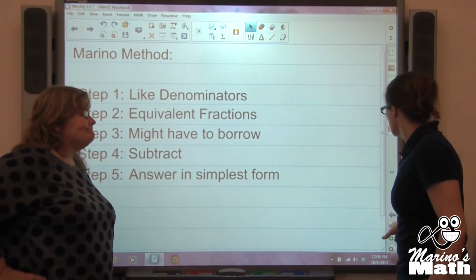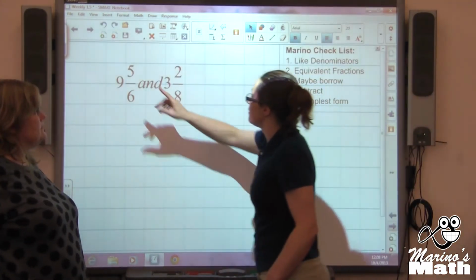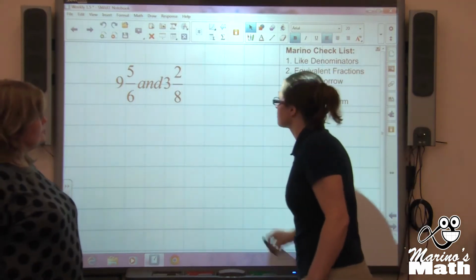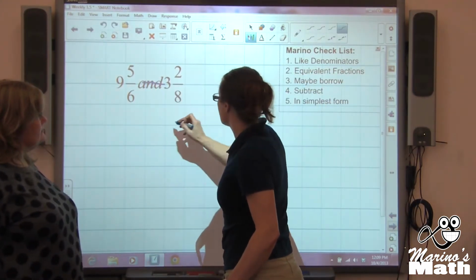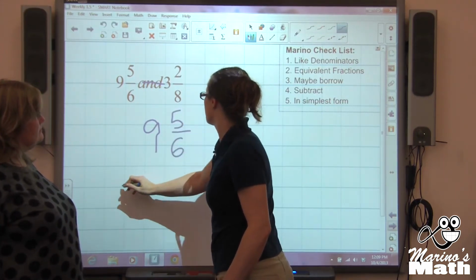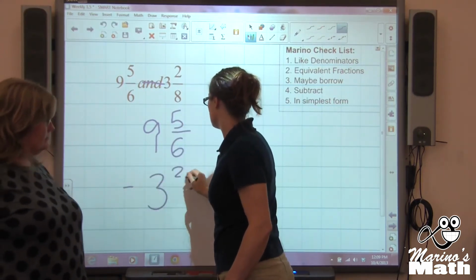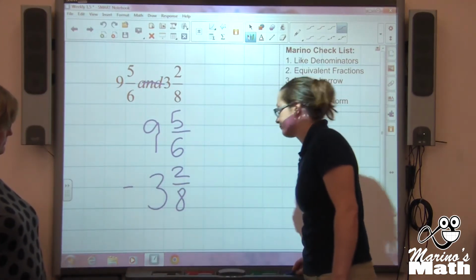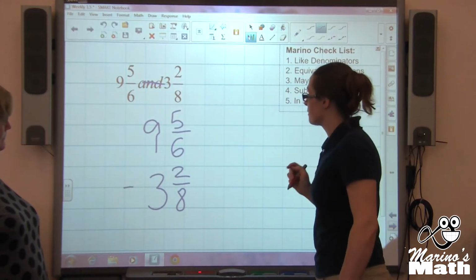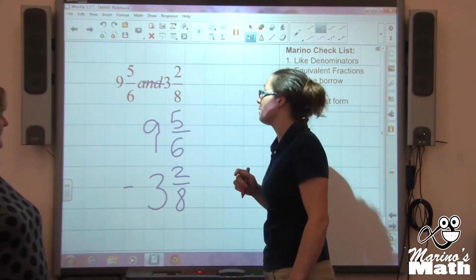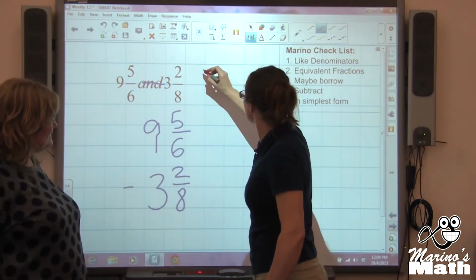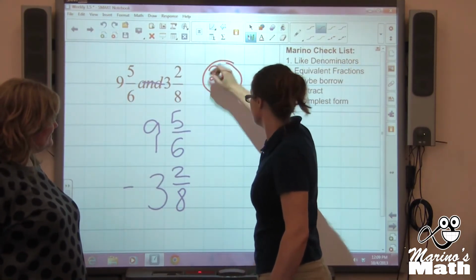So back to our same problem. 9 and 5/6 and 3 and 2/8. And we said it was a subtraction problem. So I'm going to rewrite it as 9 and 5/6 minus 3 and 2/8. Good so far? Yeah. First step, like denominators. I have 8 and 6. I think it's 24. You think it's 24? All right. So we have 24 as our like denominator.